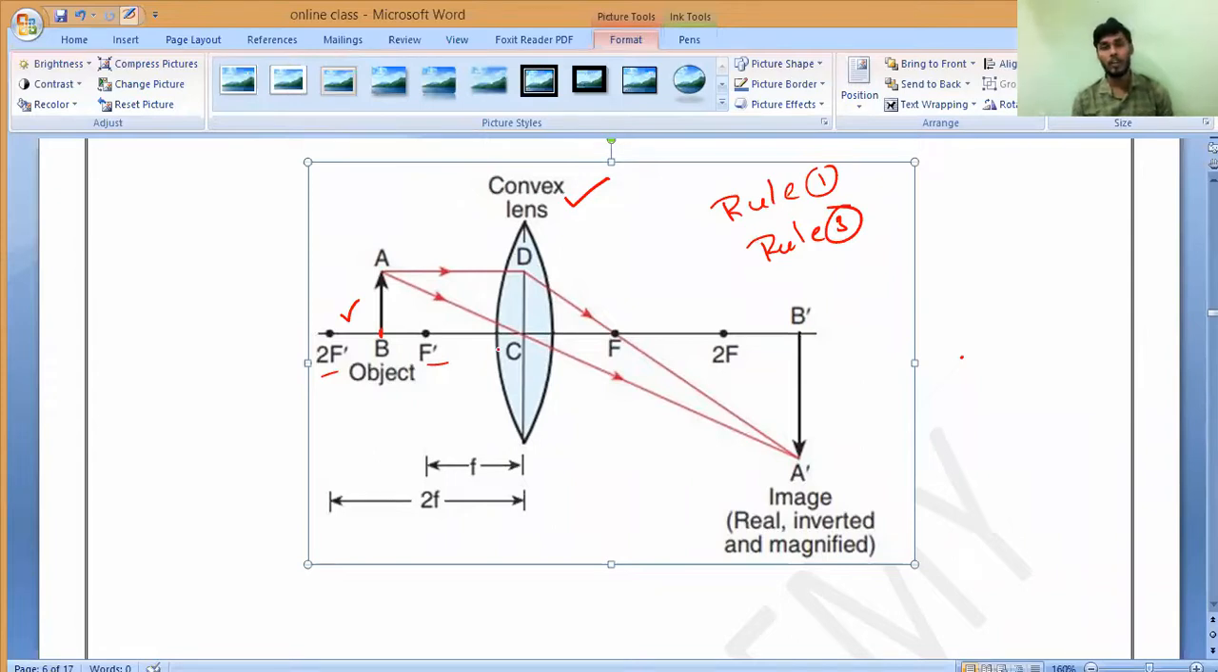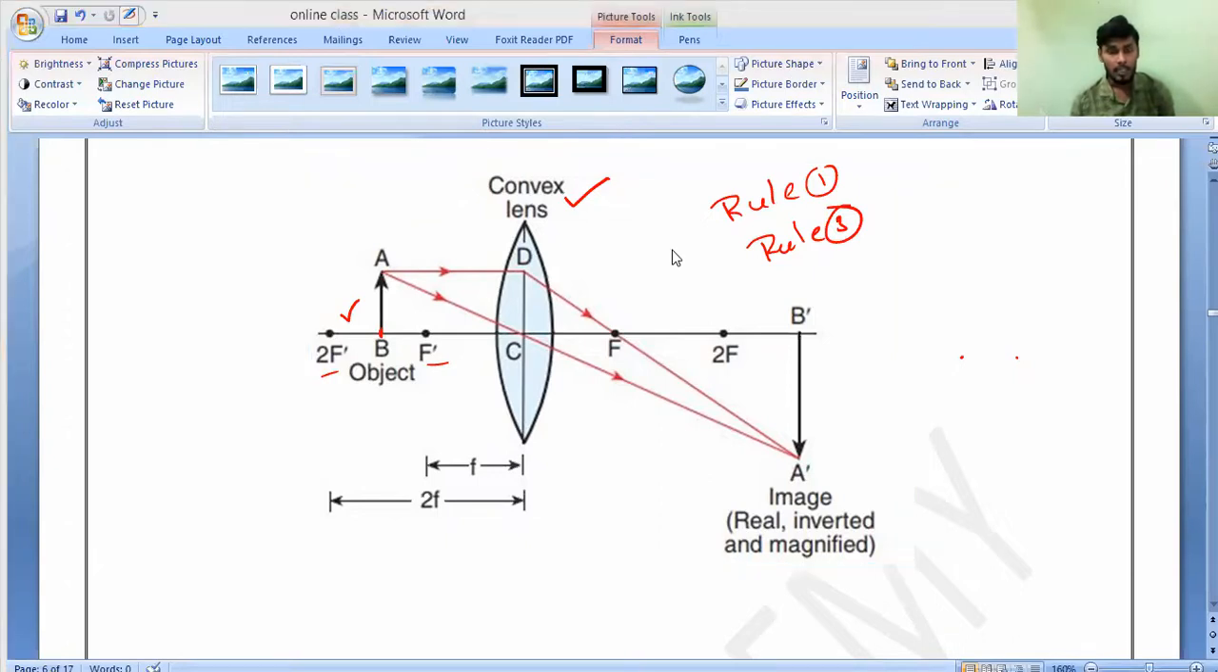Definitely, if you are drawing perfectly, they will meet somewhere behind 2f. Is it right or wrong? You tell me. Yes, sir. Is it meeting for you? Yes, sir. Then that's all.